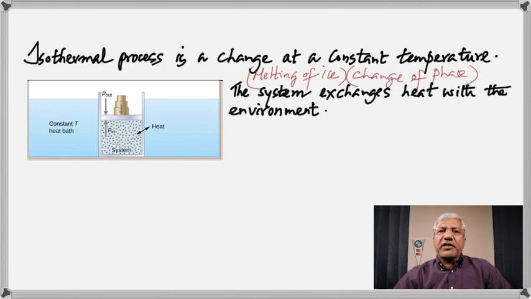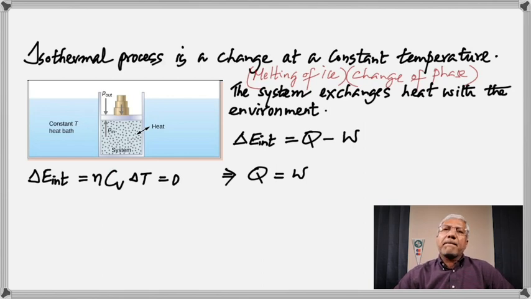The best examples of isothermal processes are phase changes, like melting of ice or boiling of water. Where ice gets converted from solid to liquid, or when water gets converted from liquid to vapor. Remember that in an isothermal process, the system exchanges heat with the surroundings. Remember the double-headed arrow. Heat can flow into the system or heat can flow out of the system. That is an isothermal process.